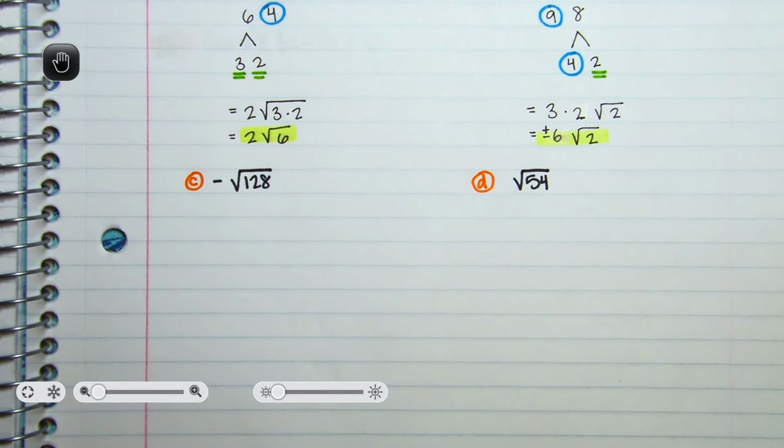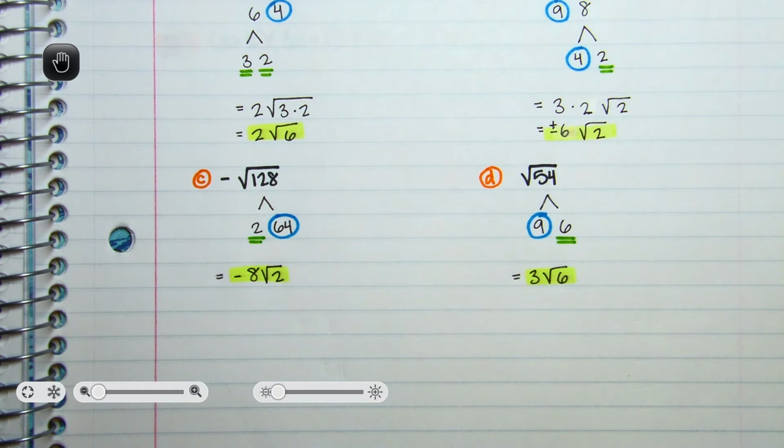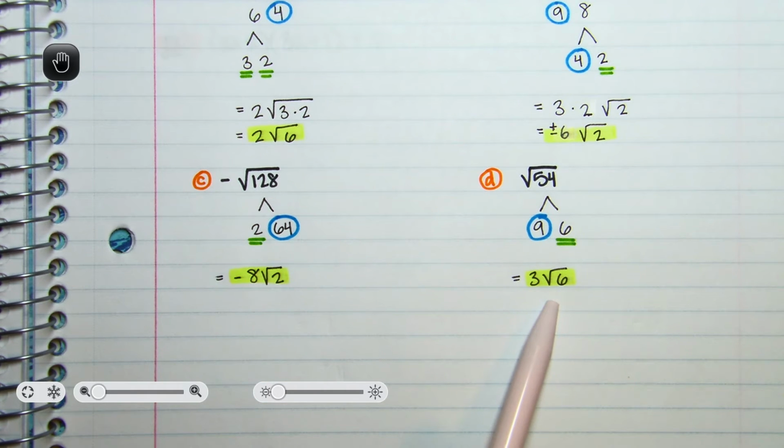All right, I want you to try 2 more on your own. So try part C and D. So push pause, and then when you're ready to check your answers, push play. All right, go ahead and check your answers for C and D. Again, there's more than one way to do these, so you're just checking if your final answer matches mine.